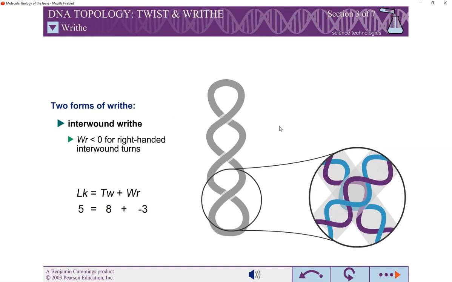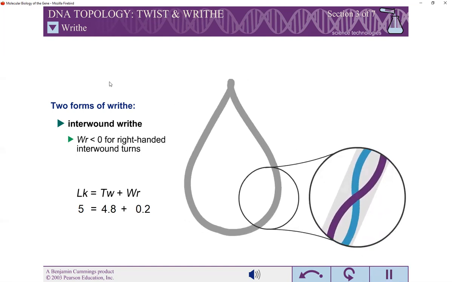Although the linking number must be an integer, the twist and the writhing number can have different values. You can see that the twist number should be greater than 0 and present as positive. The writhing number should be present as negative. Okay, next point. So the writhe value is always less than 0 for right-handed interwound turns.